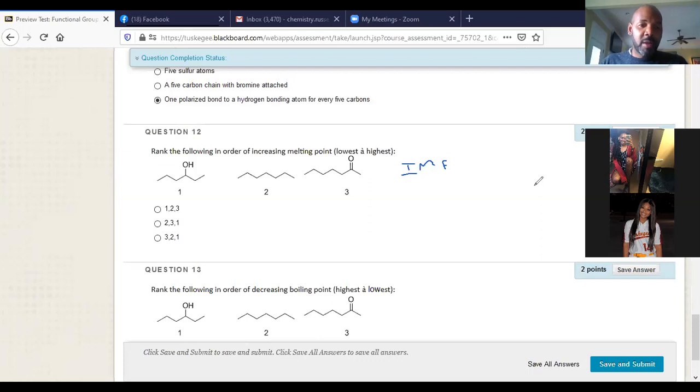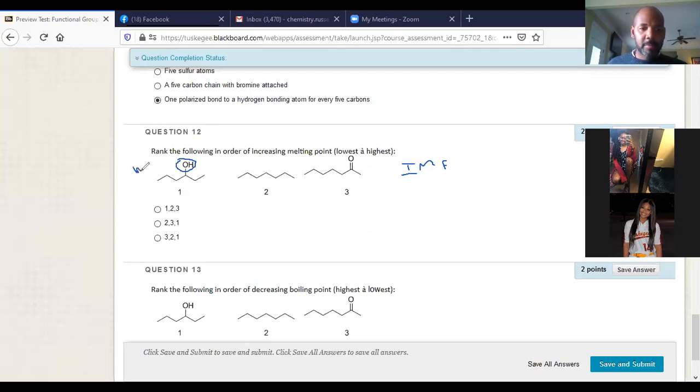So which one of those has the strongest intermolecular force present? Keep in mind, if you've got an OH present, that means this molecule can hydrogen bond to another molecule of itself. That's what we're comparing. You've got a beaker full of this alcohol, a beaker full of this alkane, and a beaker full of ketone, on three different hot plates or three different watch glasses, watching them melt. So the alcohol is going to melt at the highest temperature? Which one is going to be the lowest temperature?